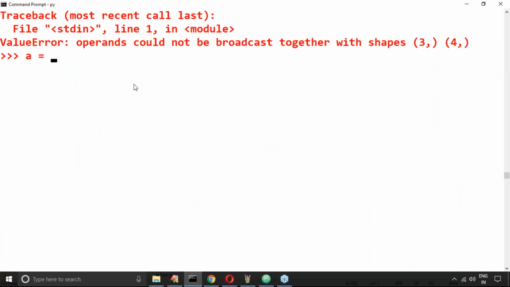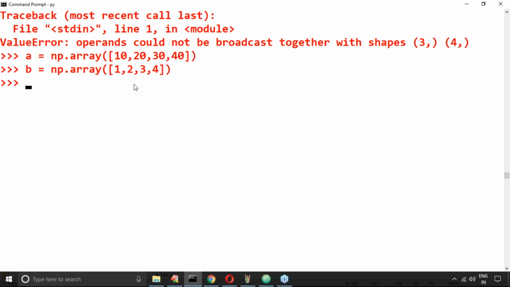Here a is equal to np.array of 10, 20, 30, 40. b is equal to np.array of 1, 2, 3, 4. No problem at all. Here a and b are both one-dimensional arrays with the same shape, the same length, the same type.